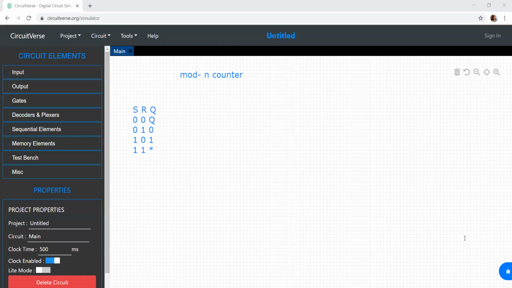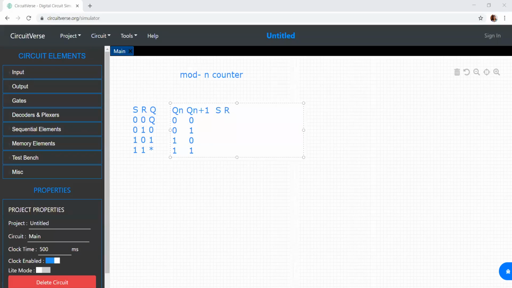Now if you see the excitation table for SR flip-flop, we had the inputs Qn and Qn plus 1. So the combinations were 0, 0. Next combination was 0, 1. And next we have 1, 0. And the last combination will be 1 and 1. Then we have the outputs S and R in the excitation table.